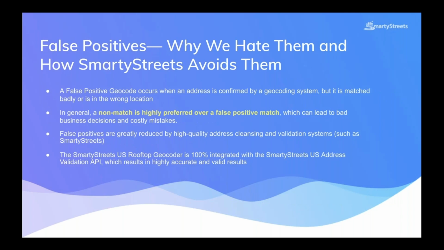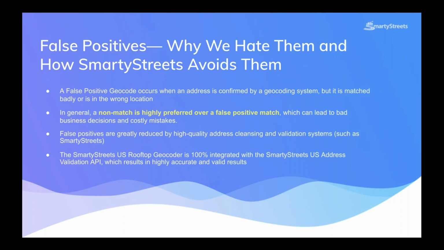For example, in the case of a logistics company, a false positive match will send a truck to the wrong location. And that can cost anywhere from $50 to $200 per incident, depending on how far out of the way they have to go. So these are very costly, so businesses would much prefer to do a manual intervention on a non-match. I've got an example I'm going to show you here in a second.